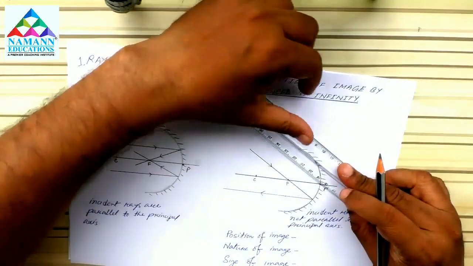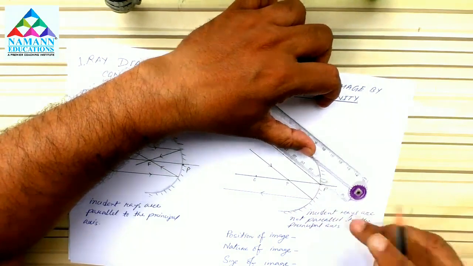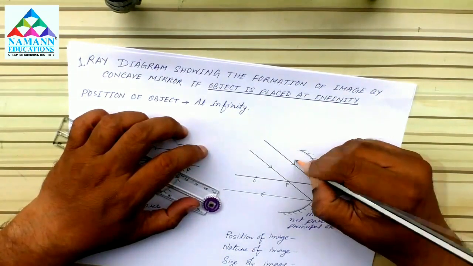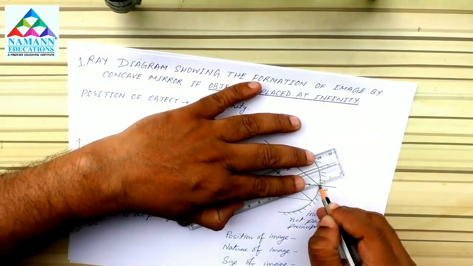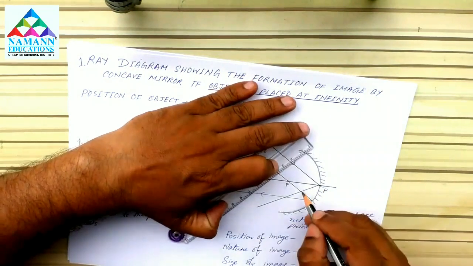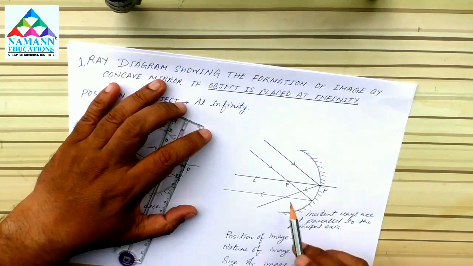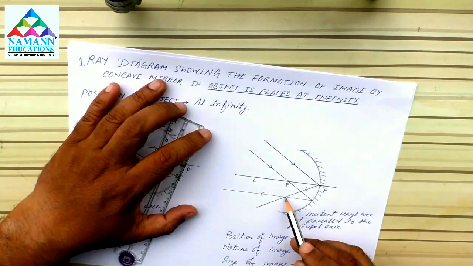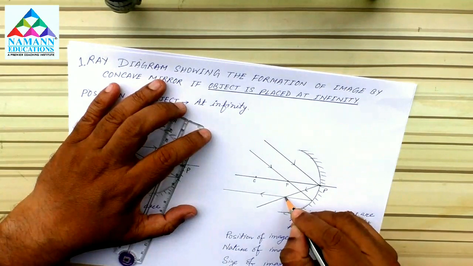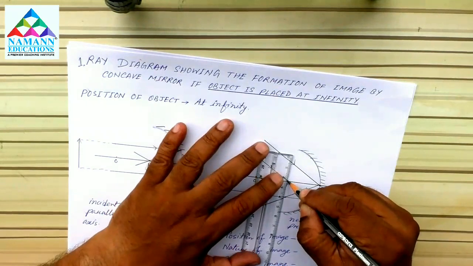So the first one I have drawn, and the second one I am drawing. This light ray is incident at the pole, and after reflection it intersects the reflected ray, this one, at this point. You can see that I have already marked this point for convenience, so that I can pass this light ray through this point, so that the intersection actually takes place exactly at this point. So from this point I can draw an image.